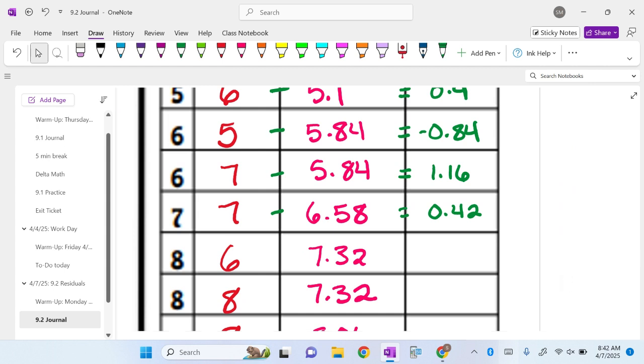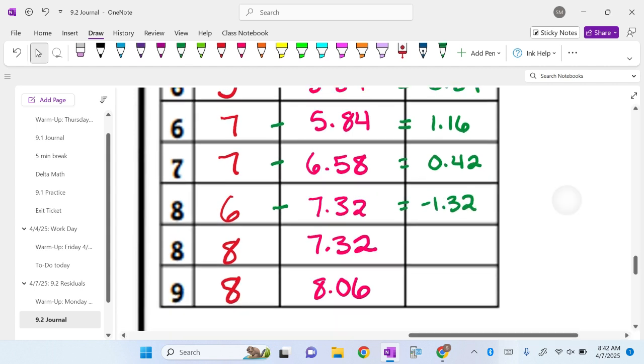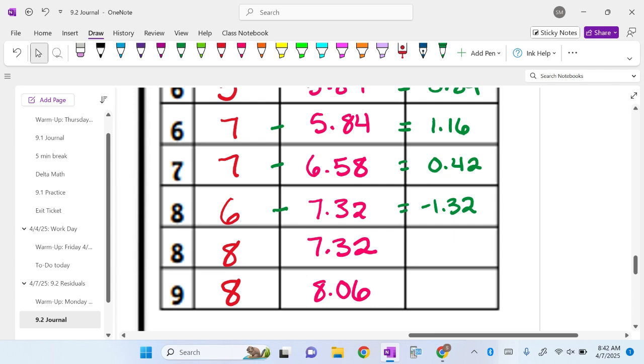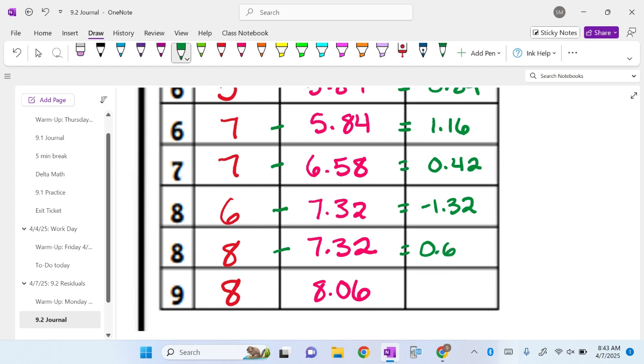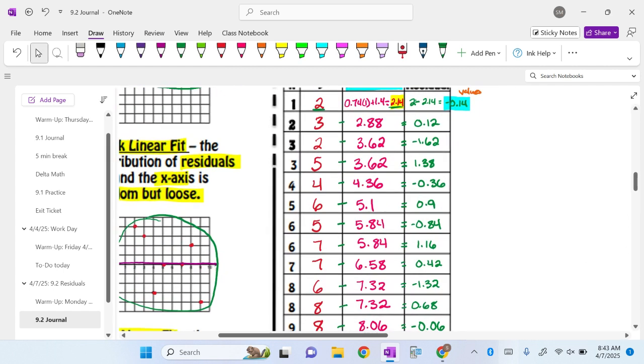It's not negative. All right. And then 6, and then 6 minus 7.32 is equal to negative 1.32. 8 minus 7.32 is 0.68. And 8 minus 8.6 is equal to negative 0.06. So just like that, we calculated all of our residuals.